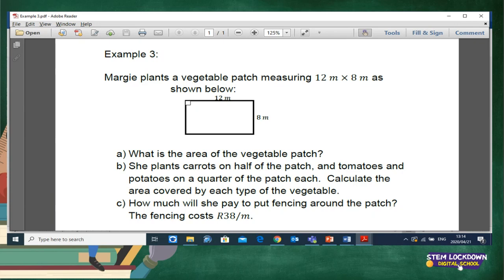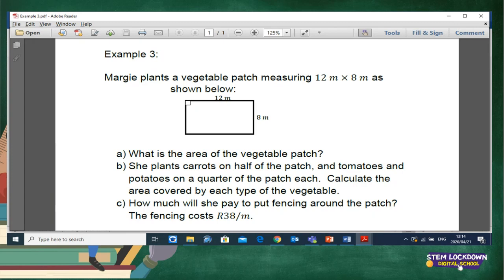Now C says, so now before you go to C, you need to calculate now the area which is covered by each type of the vegetable. And of course, the last one says, how much will she pay to put fencing around the patch? If the fencing costs 38 rands per meter. So this is a very interesting practical example as opposed to the previous examples. Now this one is more practical.